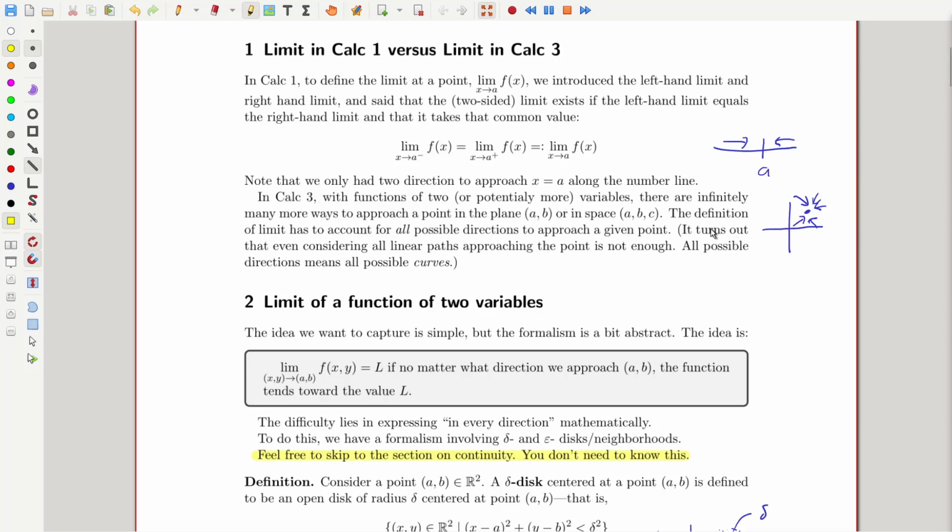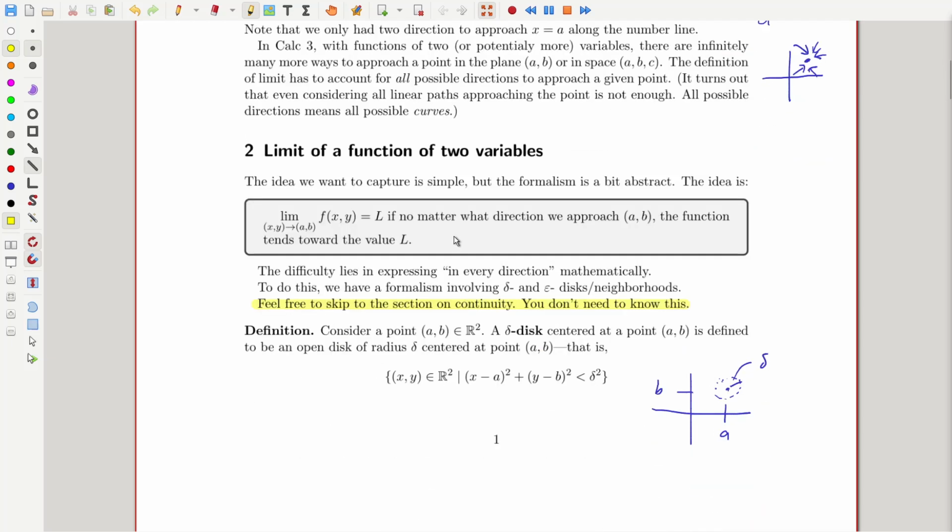And I guess an important comment here is that all possible directions does not just mean all possible linear directions. You actually need to consider every possible curve that passes through, which is way more than just the linear paths. And we'll see an example that showcases that just considering lines approaching the point is not enough.